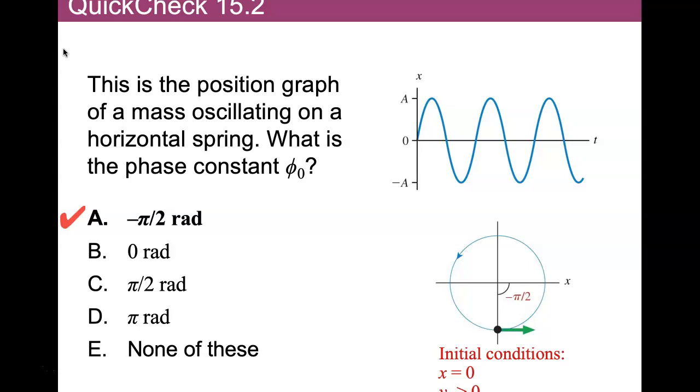So yeah, knowing the initial position and knowing which way you're moving, whether you're moving to the right or left, or the sign of the velocity basically, determines our phi naught.